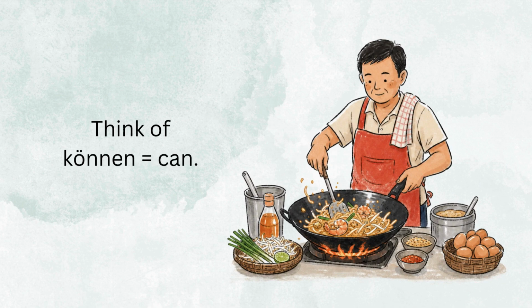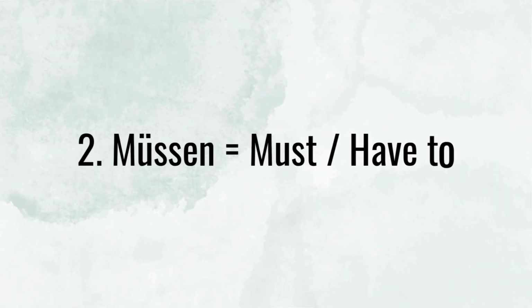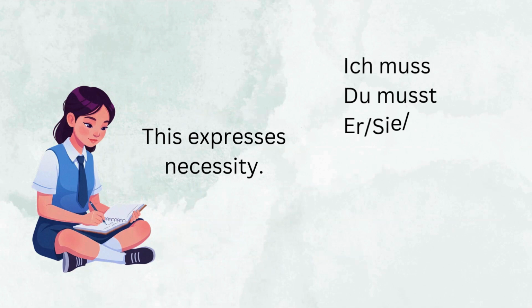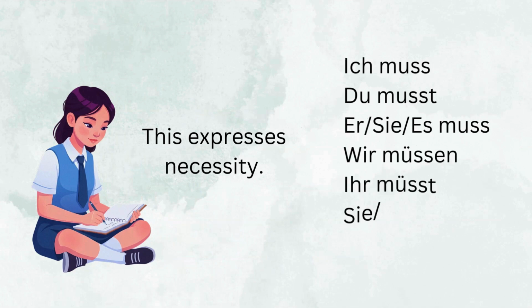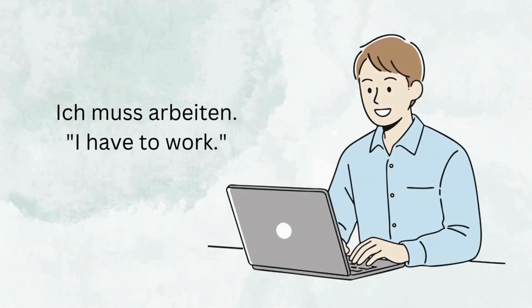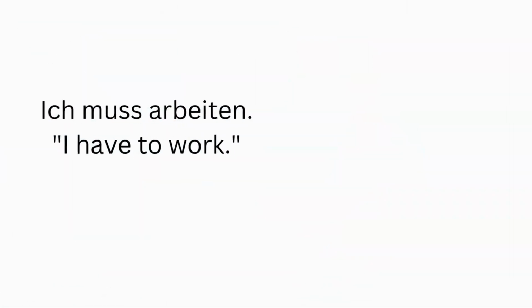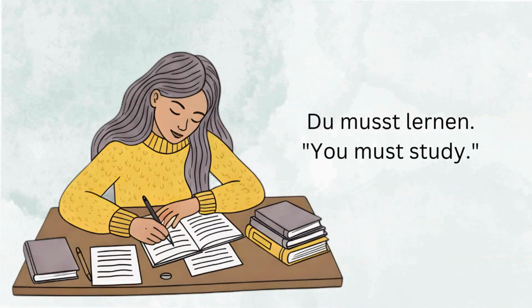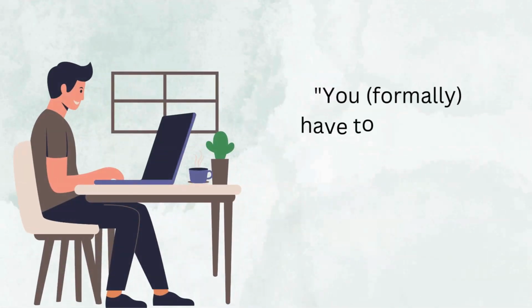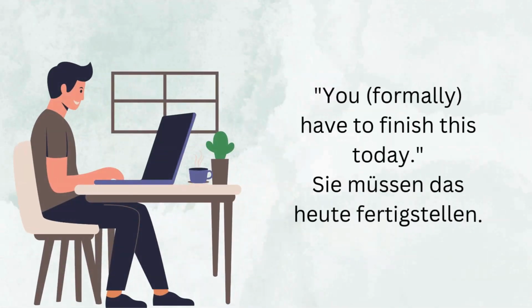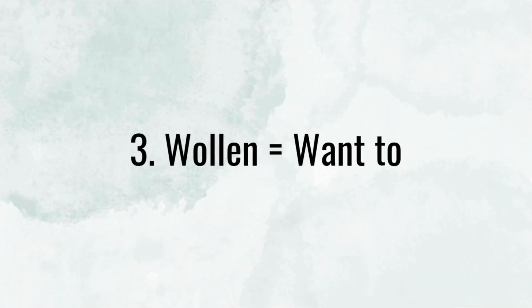Easy, right? Müssen. Noch einmal, müssen. It means must or have to. This expresses necessity. Present form. Ich muss, du musst, er, sie, es muss. Wir müssen, ihr müsst, sie müssen. Examples. Ich muss arbeiten. I have to work. Du musst lernen. You must study. Imagine your boss calls and says, you have to finish this today. That's Müssen.